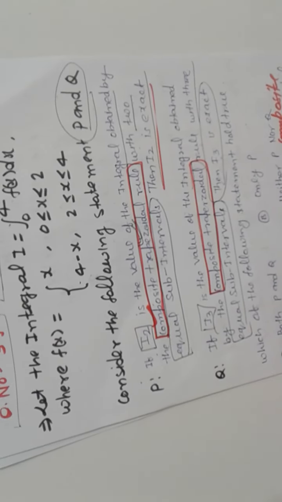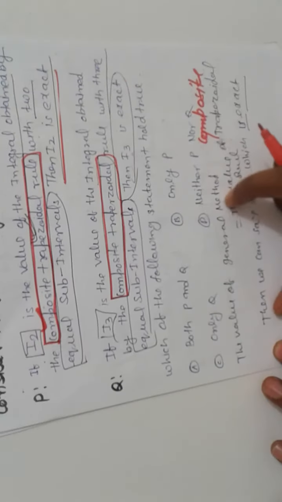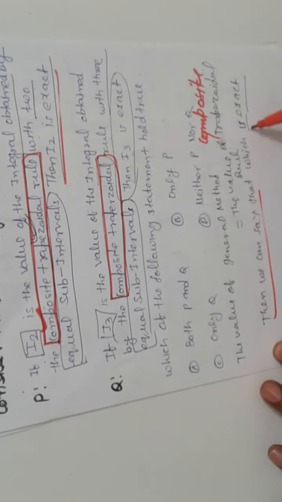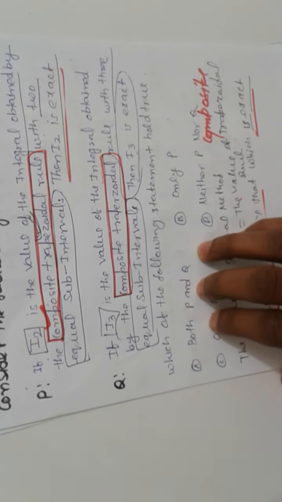If the composite trapezoidal rule values are the same, can we say it is exact? In that case, first find the value by the general method, and after that the next step.